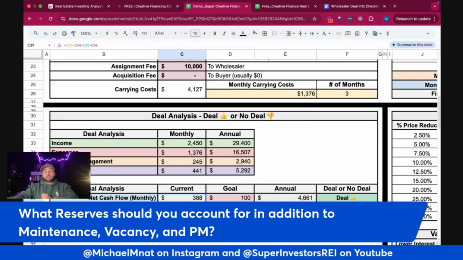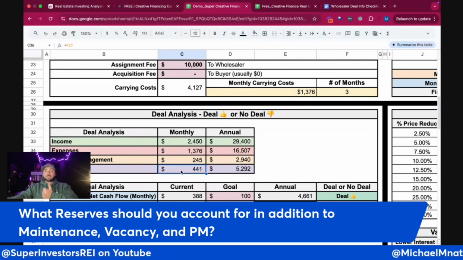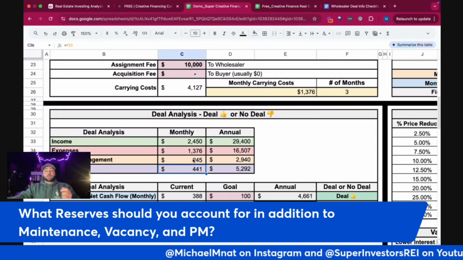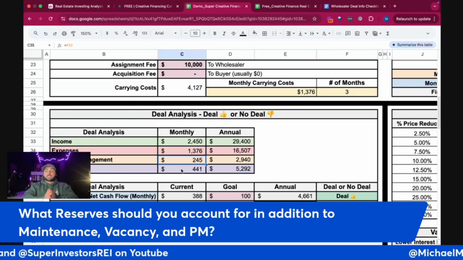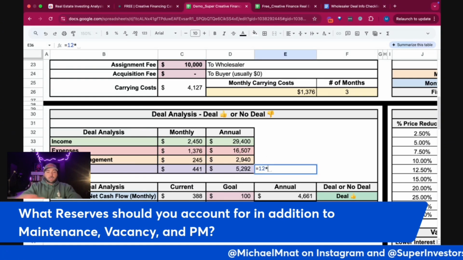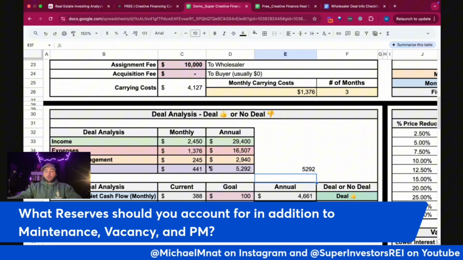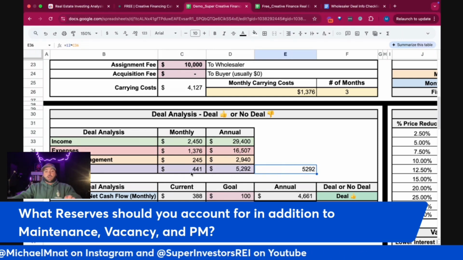On a side note, I also like to account for what the cash flow is without the reserves for maintenance, vacancy, and capital expenditures. Why? Well, because you know you're going to be paying these expenses and management. The reserves, you're taking an educated guess. Your property is going to be vacant for 1 month of the year, and you're going to need to set aside $441 a month, or 12 times that, $5,300 for vacancy, maintenance, and capital expenditures over that year.